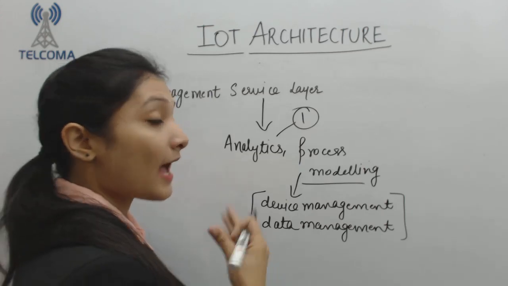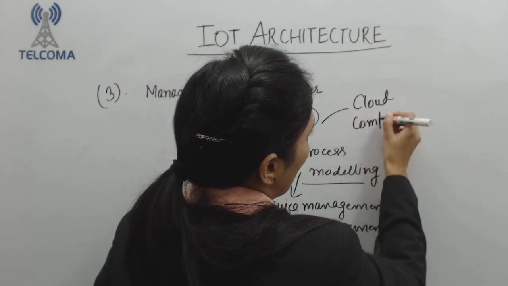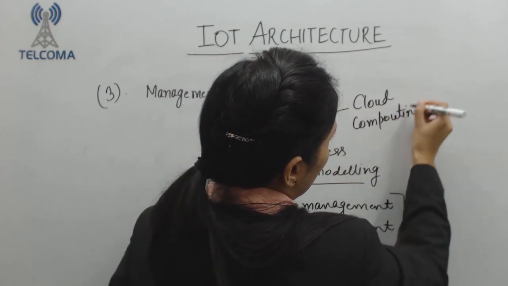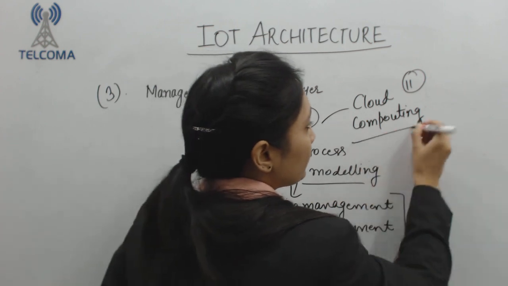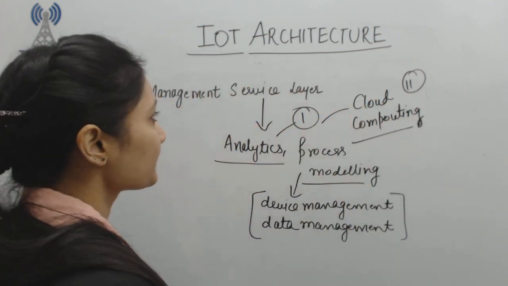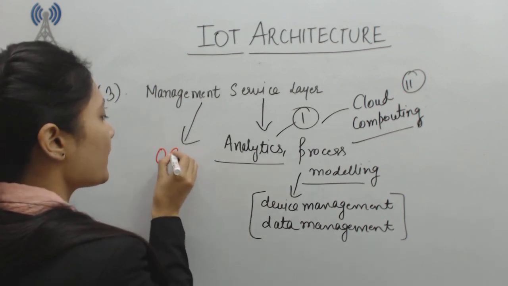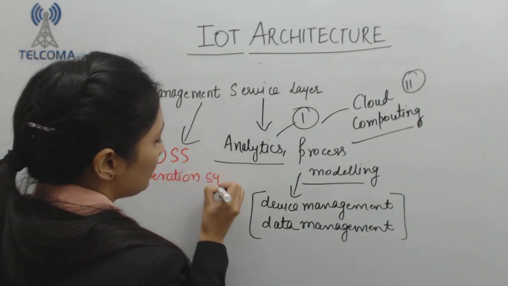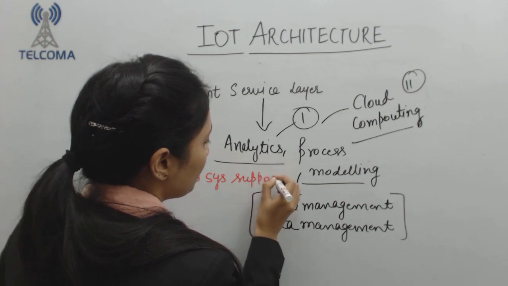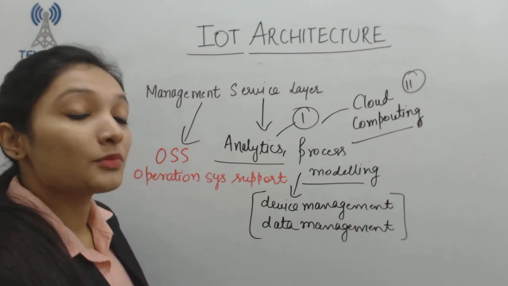There is real-time analytics, and that is done with cloud computing. So we will see real-time analytics and cloud computing as a platform. But above that, there are other services encompassed in this layer. OSS, the operation system support, is basically the management of devices, the configuration of devices, and checking the performance management.